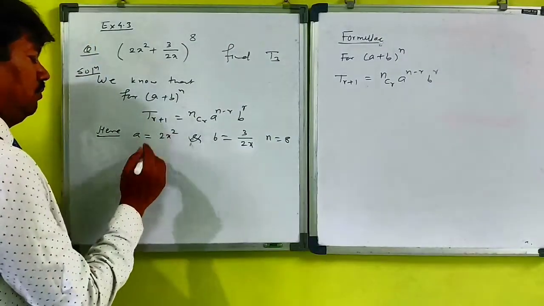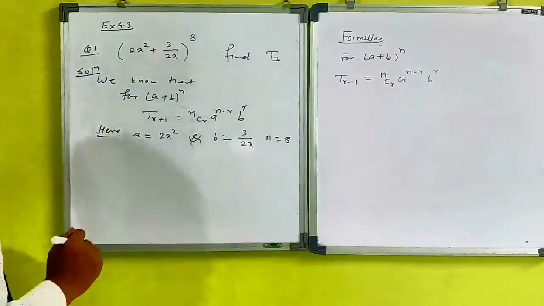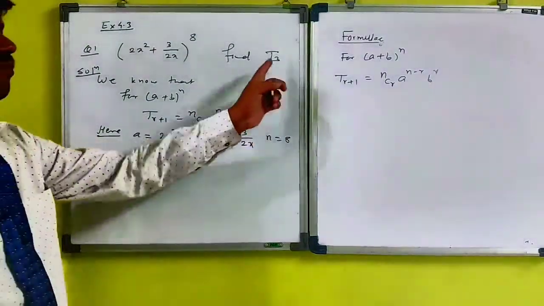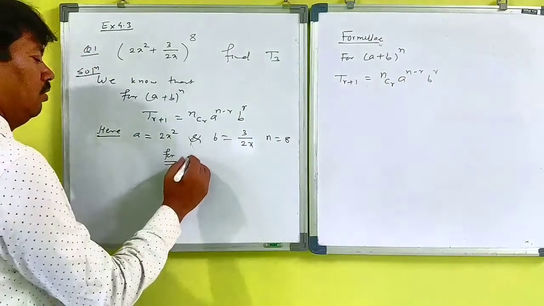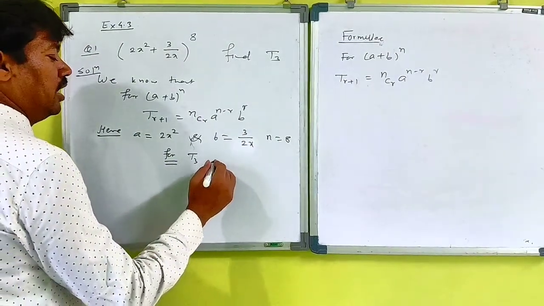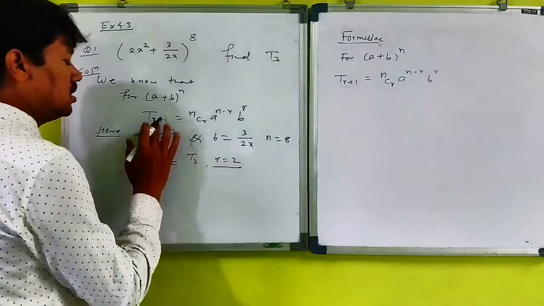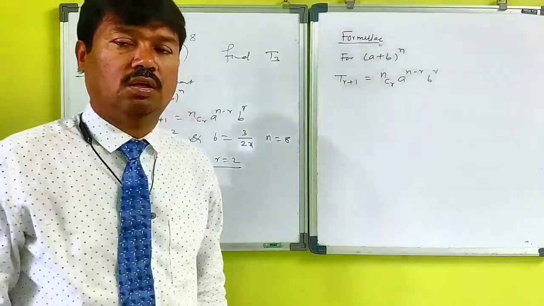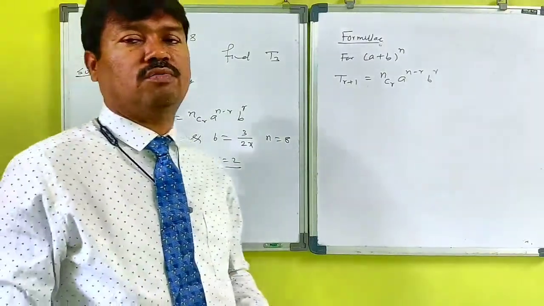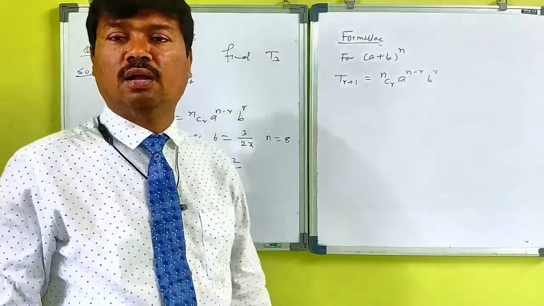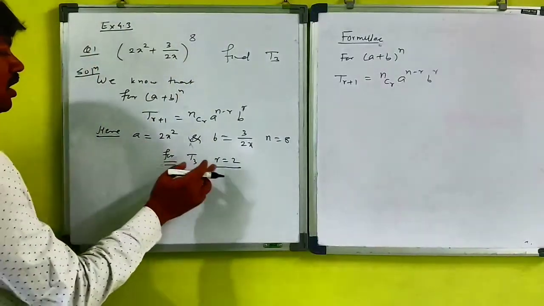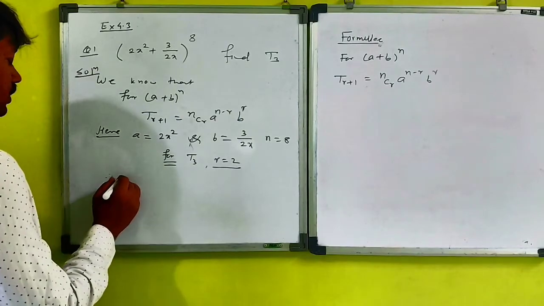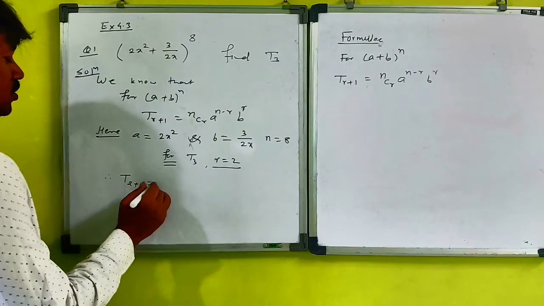So using this, now we can find T3. For T3, what should be the value of r? For T3, r should be equal to 2. Why? Because 2 plus 1 will come. The formula is r plus 1. So whatever term we want to find, take one less value for r. Therefore, T(2+1) is equal to.